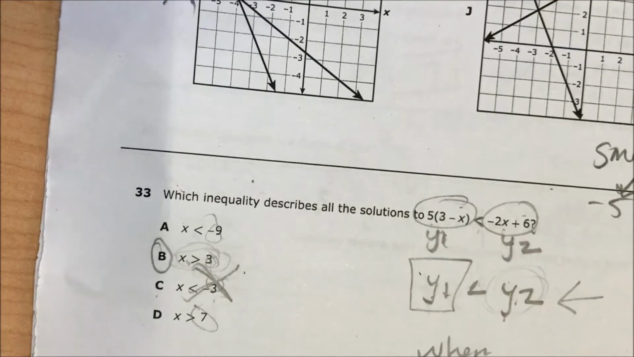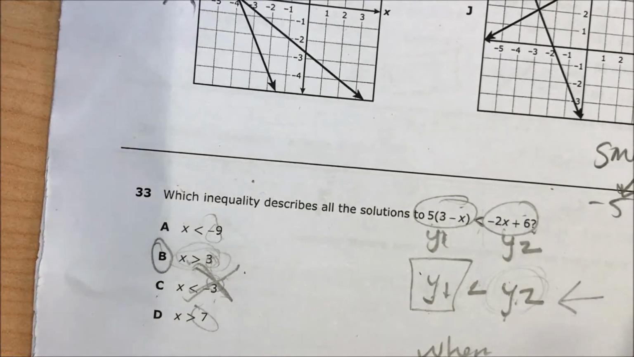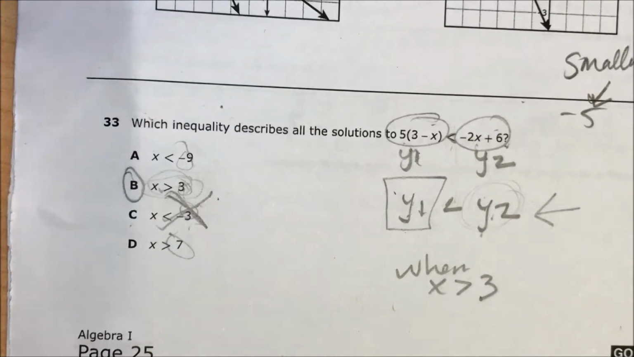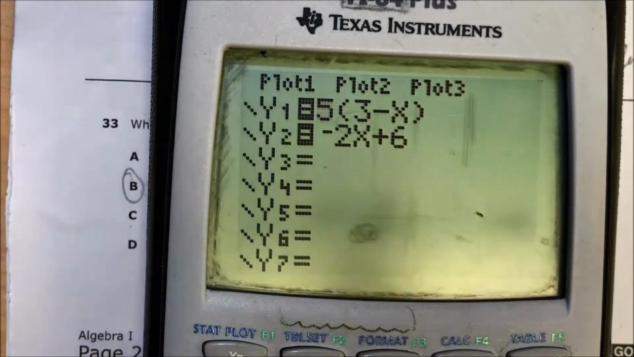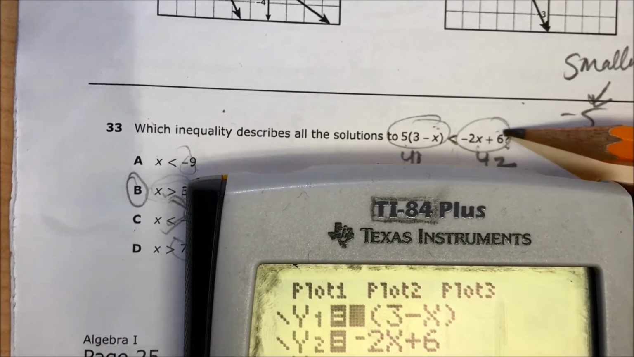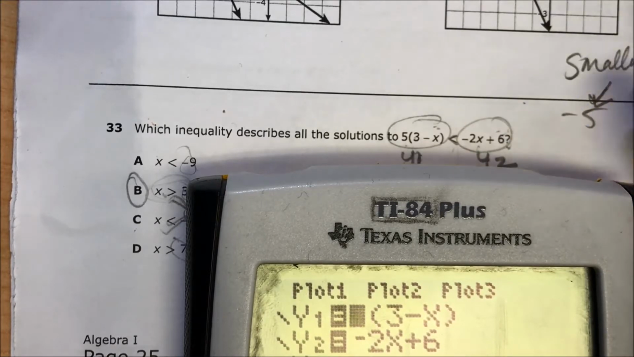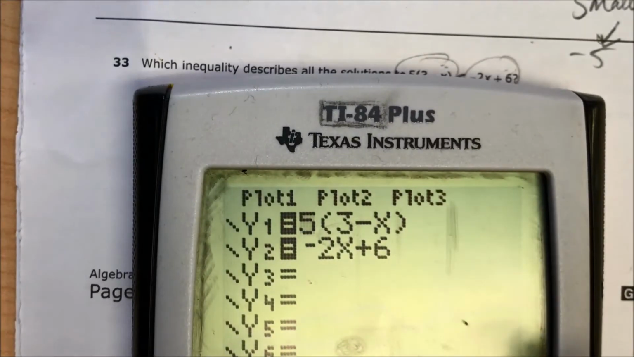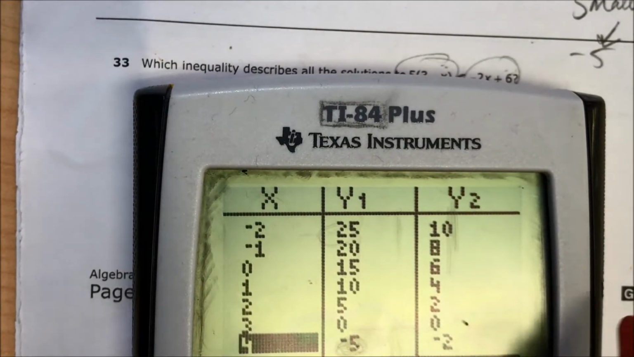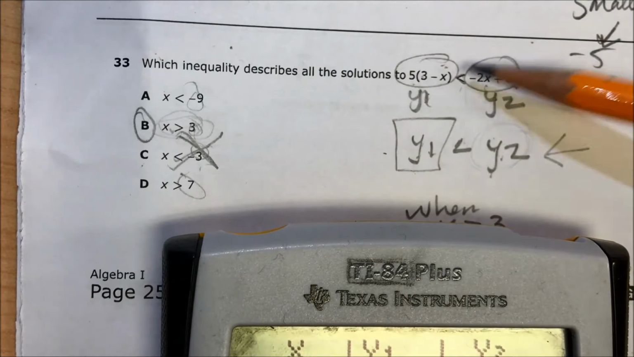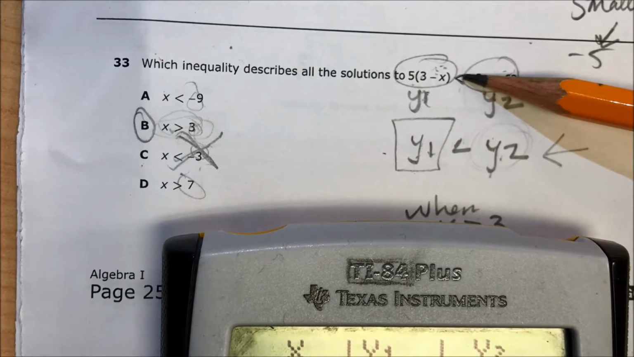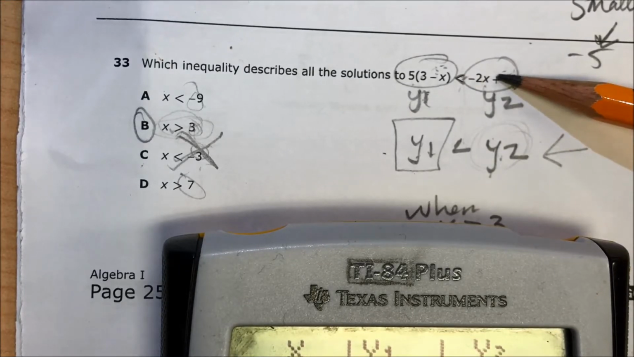Now let's look at number 33. It is extremely difficult to understand, so let me take my time and try to explain it so that you can get it, given that this is a video. When you go to the y equals screen, you're going to put what you see on the left side of the inequality symbol in y1, and then what you see on the right side of the inequality in y2. Now, after you do that, you're going to go to the table, so you hit second graph, and you have to look at the values. It's not that difficult. What we have to figure out is when is y1, this expression, smaller than y2. So the answer is B.